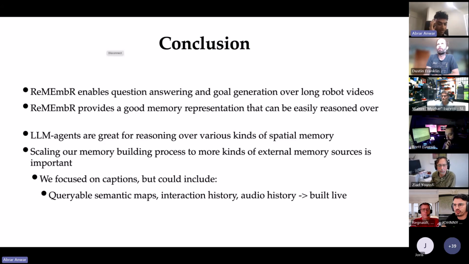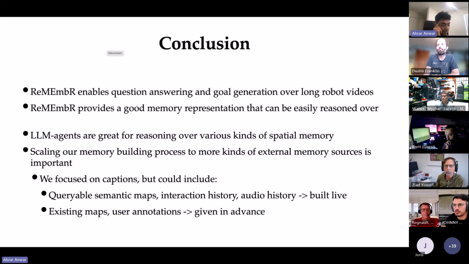We can also incorporate interaction history or audio history, things that are built live in real time. But we can also use information that's given in advance. Like you have existing maps of buildings, right? Where room numbers are, where different offices are and stuff like that. That could theoretically be added as something we can query for. Or we can have users give annotations actively on a map, like this is here, that is there. And all of these things can just be different functions that the LLM can query for so that it can reason about different questions.